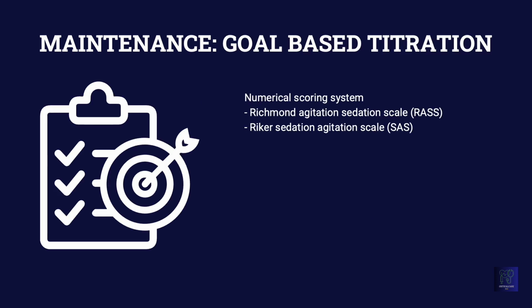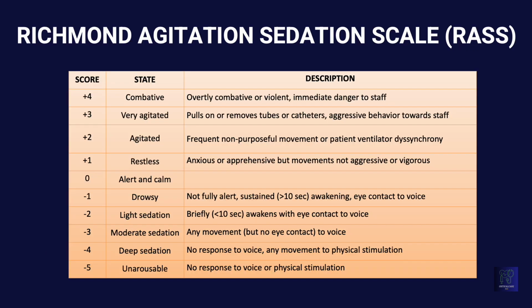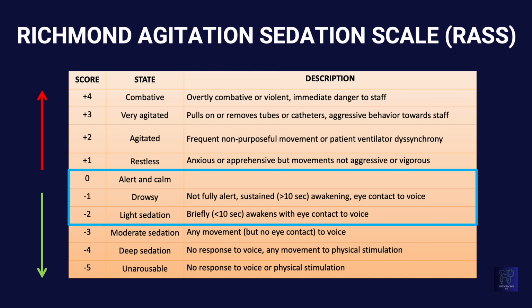It is important to understand how sedated the patient is. There are various scoring systems available, but the ones commonly used are RASS and SAS. Here is the Richmond Agitation Sedation Scale or RASS. 0 is alert, calm, and cooperative. Anything on the positive side indicates increasing levels of agitation, and numbers on the negative side show increasing levels of sedation. Lighter sedation is preferred compared to deeper sedation.